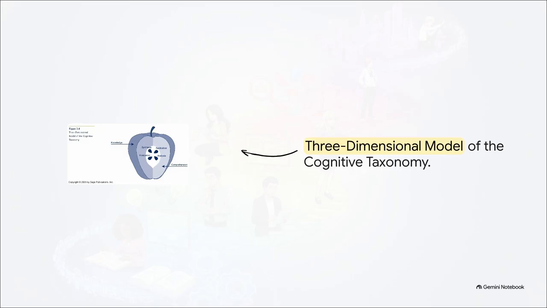On the outside, the skin, you've got your basic knowledge and comprehension. But as you cut deeper into the core of the apple, that's where you hit the higher-order thinking skills: application, analysis, evaluation, and eventually synthesis. It's like a physical object. You just can't reach the core without passing through the surface first.